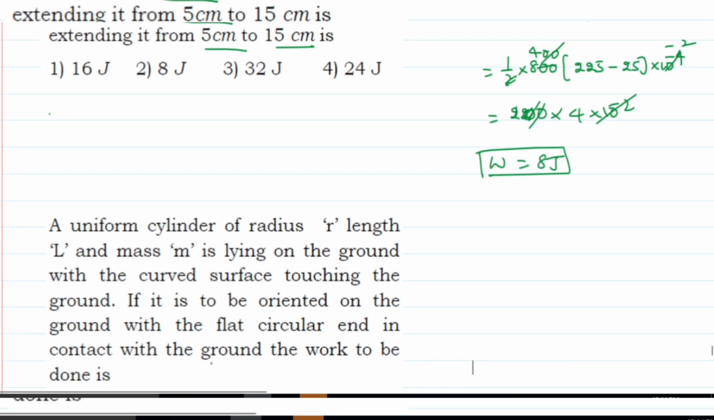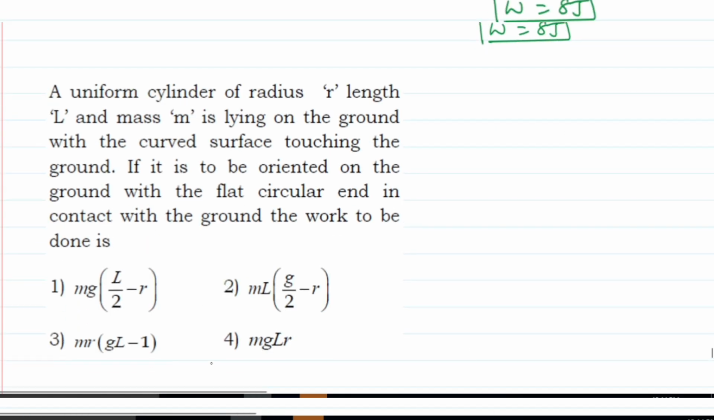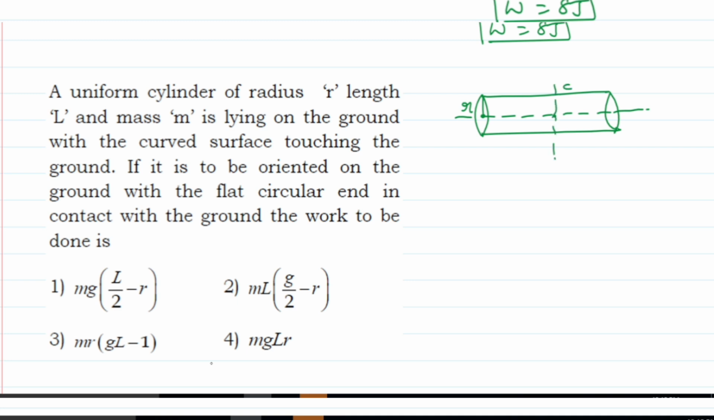Let us see the next question. A uniform solid cylinder of radius R, length L and mass M is lying on the ground. So initially a cylinder is given and it is lying on the ground. Its length is L and radius is R. This is the axis of the cylinder, and the center of mass for uniform bodies will be at the center, the center of gravity, located at L/2 distance.